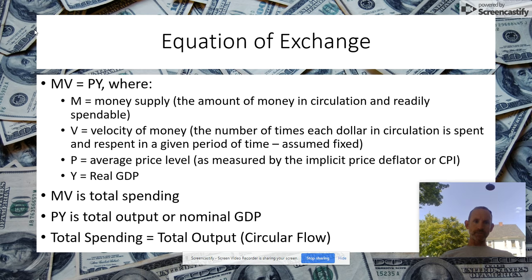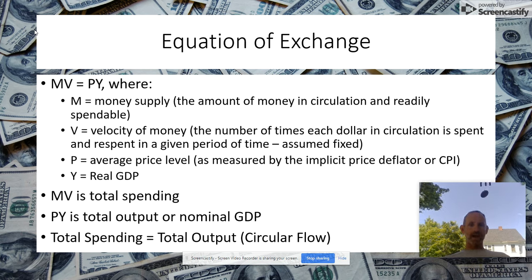So definitions first, MV equals PY. M is the money supply, and remember what that is. That's the amount of money in circulation and readily spendable in form. It's not all the money ever printed. It's just that money that's in people's cash and checking accounts and forms that they can easily spend. V is something called the velocity of money, and that is, if you take all those dollars in the money supply, you could track how many times each one gets spent in a given period of time. Usually that's a year. That's the velocity of money. So we generally assume that to be kind of constant. It doesn't change very much from one year to the next.